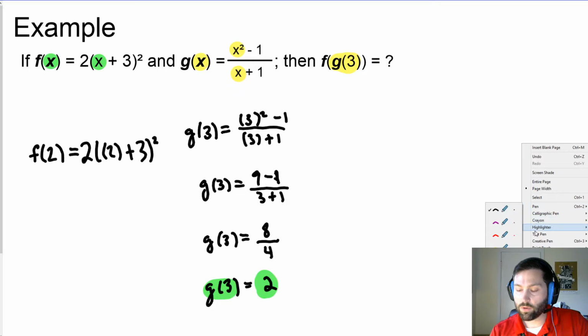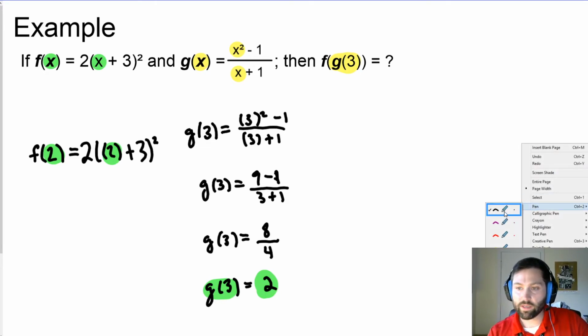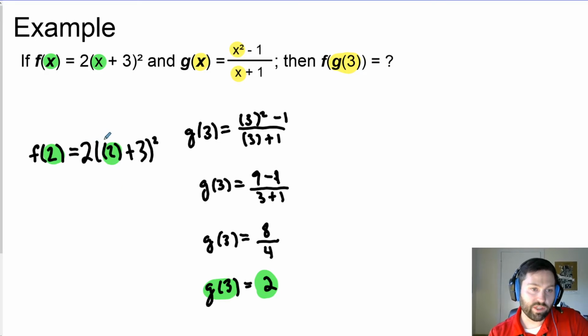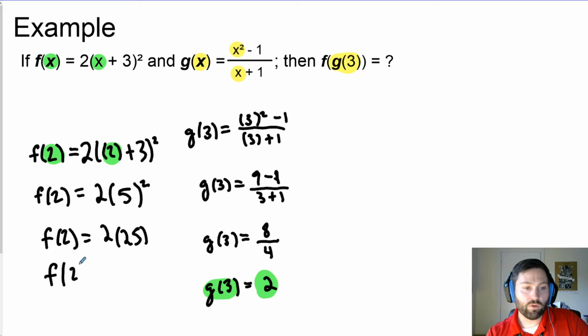All right, so I'm going to go ahead, take my highlighter, and just confirm, the 2 that was in here comes from the g of 3. So now what I'm going to do is evaluate this function. I'm starting with the inside, the parentheses here. 2 plus 3 on the inside is 5. So f of 2 equals 2 times 5 squared. Okay, so I evaluated my parentheses. Now I'm going to evaluate my exponents. So I need to do 5 to the second power. So I get f of 2 equals 2 times 25. So then f of 2 is going to be equal to 50.